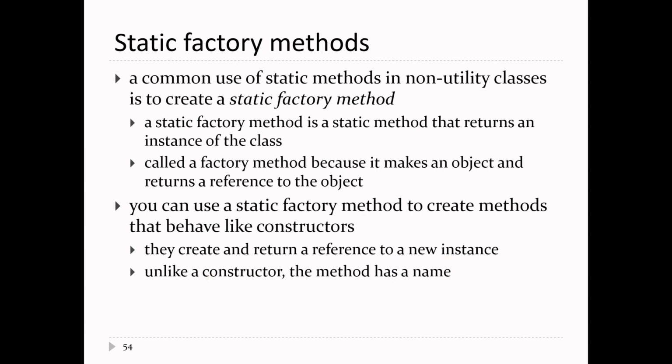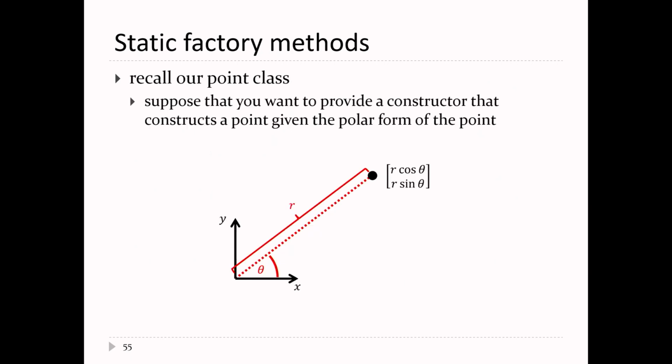Now, the reason why these are so useful is because constructors' names are always the same as the name of the class. But if you have a method, you can give it whatever name you want. So now you can make methods that have their own names that more or less behave like a constructor. So remember our point2 class? It's got a constructor that takes in an x and a y coordinate.